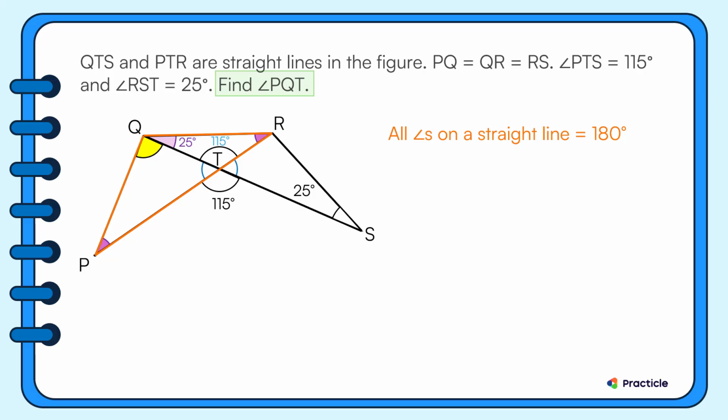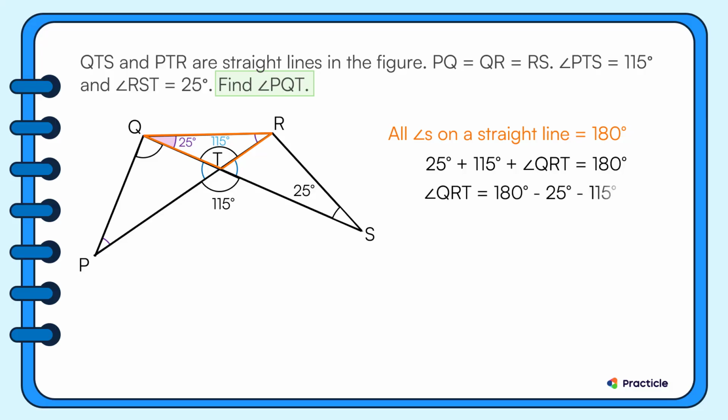How can we find the value of any of these base angles? Well, let's look at the small little triangle QTR this time. We've already found two of its angles. Since the sum of all angles in a triangle is 180 degrees, we can subtract 25 degrees and 115 degrees from 180 degrees to find angle QRT. Did you get 40 degrees?